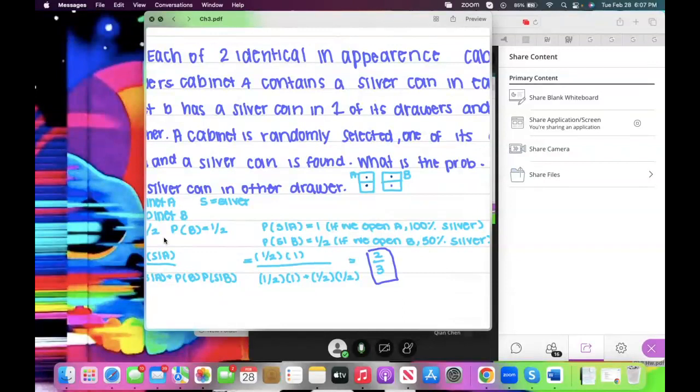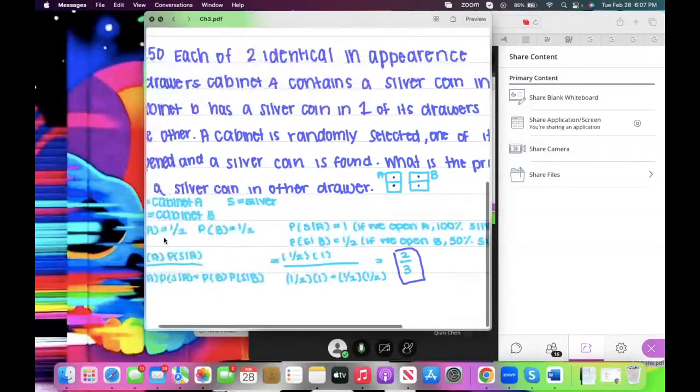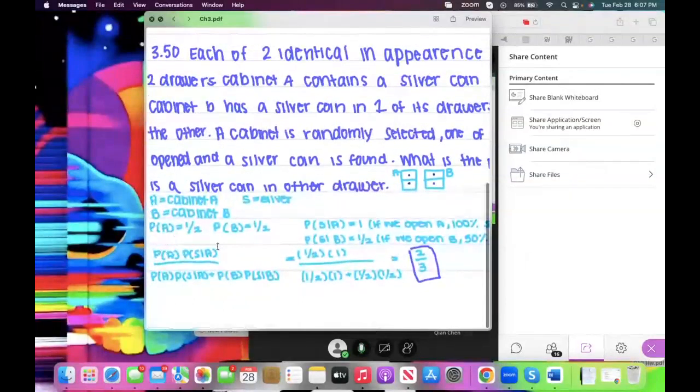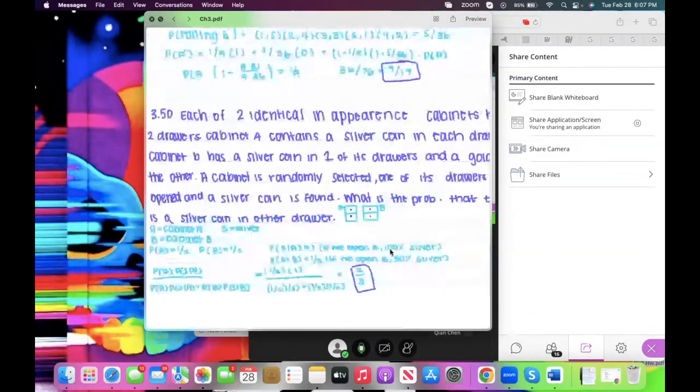So I used Bayes' formula and inserted the values into the equation: 1/2 times 1 over 1/2 times 1 plus 1/2 times 1/2. That got me 2 over 3. So the probability is 2 out of 3 that there's going to be a silver coin in the other drawer. Nice. Clear. Thank you.